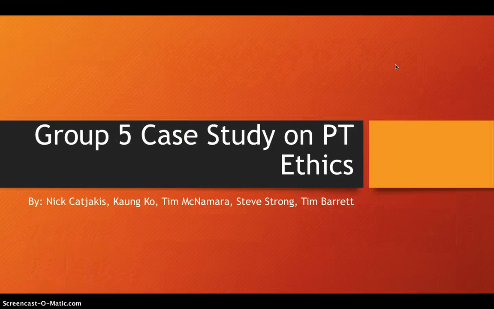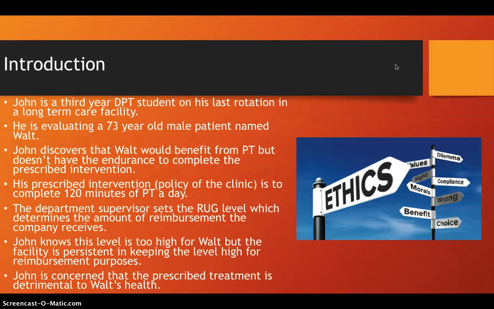All right, so we're Group 5's case study on PT ethics. Just to give you a quick background, John is a third year doctor of physical therapy student on his last clinical rotation. He's interested in geriatrics and is working in a long term care facility in the subacute care unit. John completed an initial examination on a 73-year-old man named Walt and determined that Walt would benefit from physical therapy, but has limited rehabilitation potential.